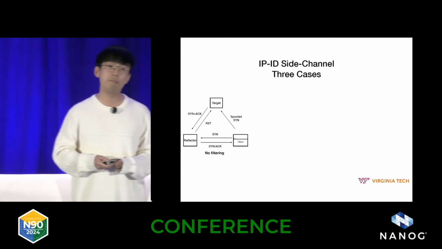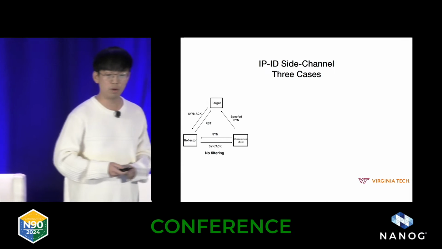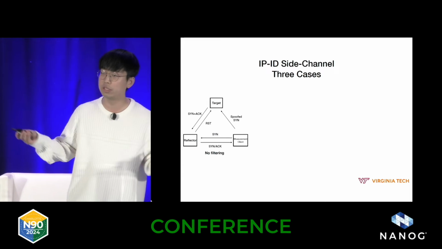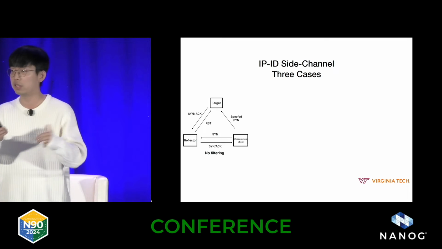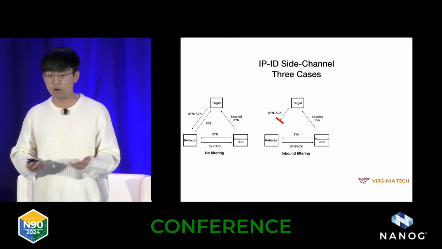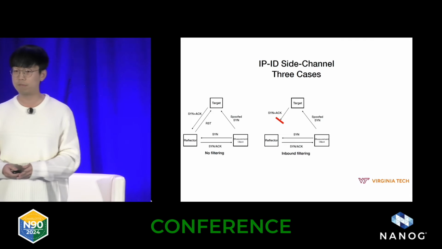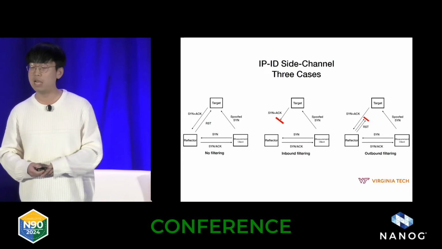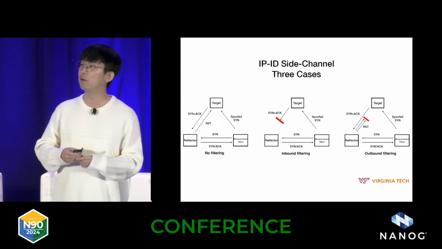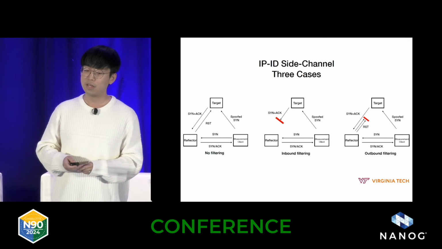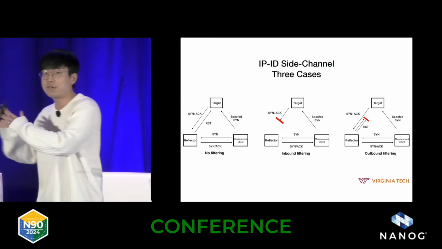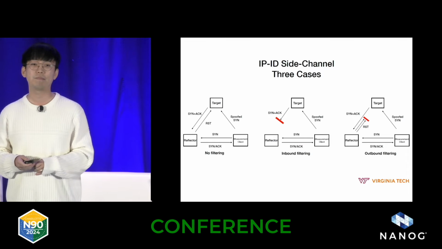So there can be 3 cases. The first is that there is no filtering happening at all between the reflector and the target. Or there can be inbound filtering from the perspective of the reflector. Or there can be outbound filtering from the perspective of the reflector. Our goal is to disambiguate these 3 cases.